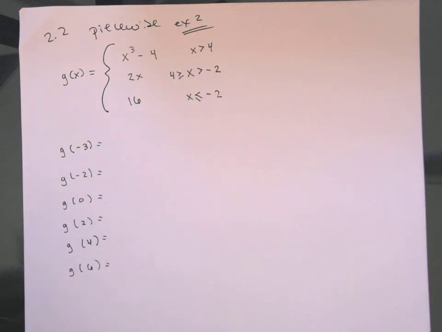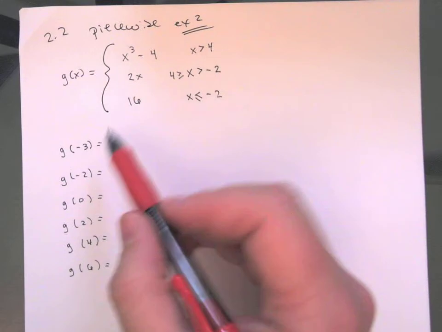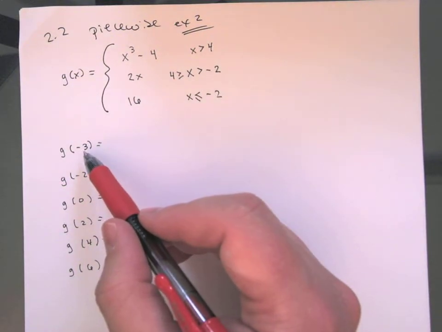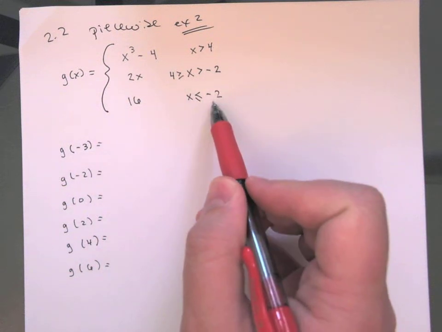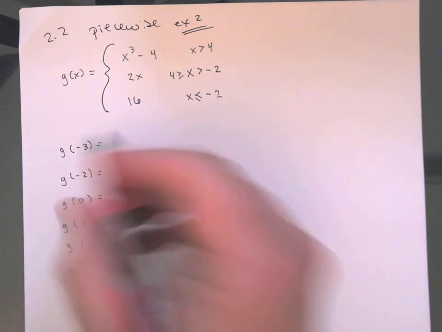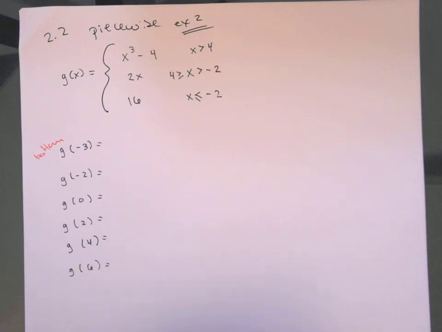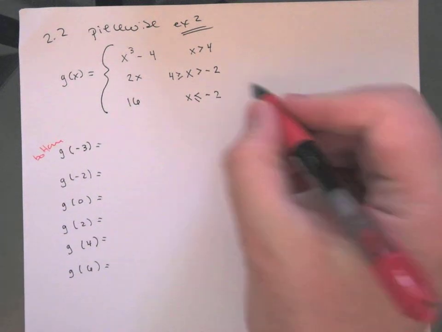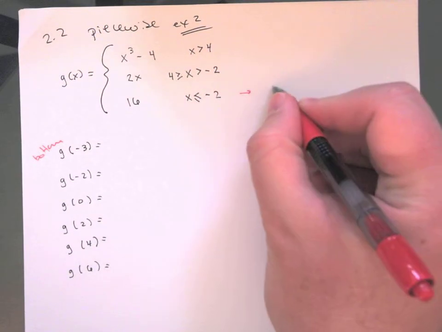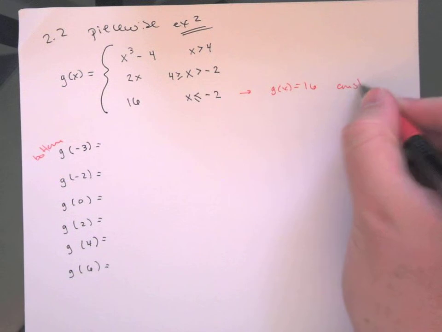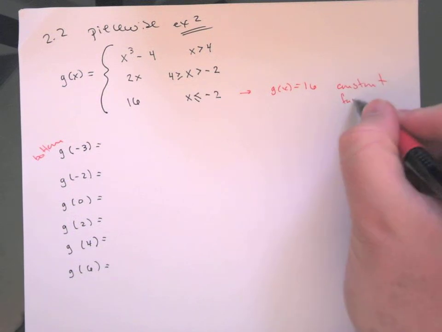First things first, let's just kind of go from the top to the bottom. So in this case, x is minus 3. Right, this is sort of our smallest number. So this is going to be obviously less than negative 2. So this one's going to go into the bottom. And what that's going to mean for us here, you'll notice this bottom function just is a constant function. So this is like g of x just equals 16. That's what we call a constant function.